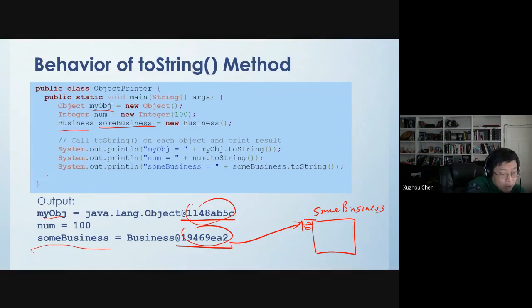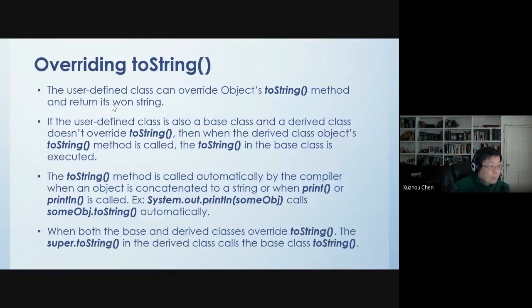Okay, so the information is kind of useless, because why would you want to know where this object is stored in the computer memory? I don't care, right? But that's what toString gives you, which is kind of odd. So most of the time you want to override the toString method in the derived class. Don't use the toString defined in Object, because it really does not give you anything. So the user-defined class can override Object's toString. So you can define your own toString method.